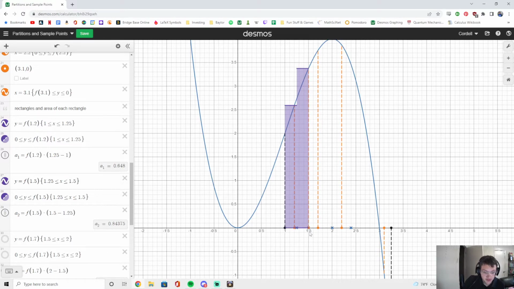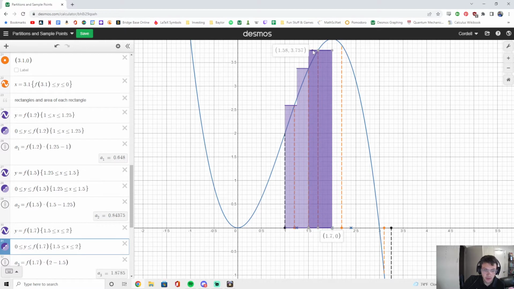Our next partition is from 1.5 to 2. So we're going to draw a rectangle whose length is 1/2. And the height of the rectangle is f of 1.7. We get to make this rectangle here.